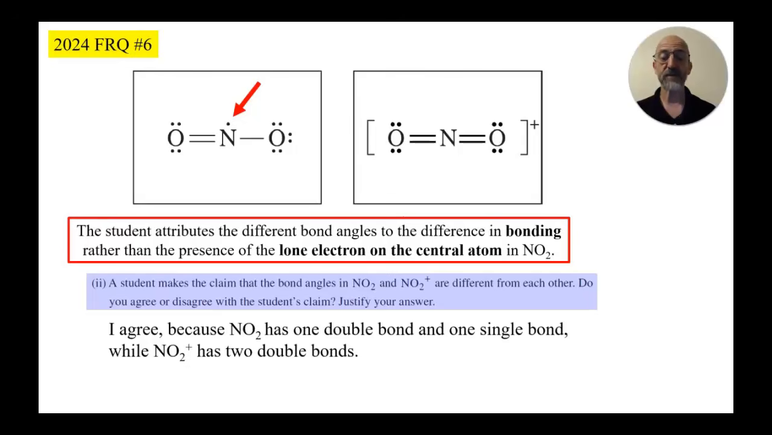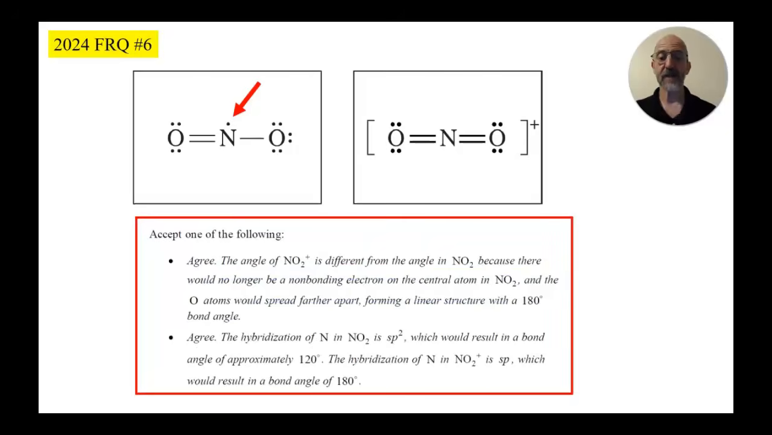So what did the student do that was incorrect? The student attributes the different bond angles to the difference in bonding rather than the presence of the lone electron on the central atom. So here is the correct answer to this particular question from the official scoring guidelines. They could either say one of the following.